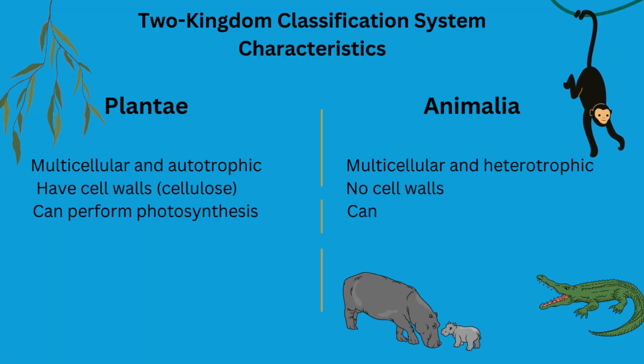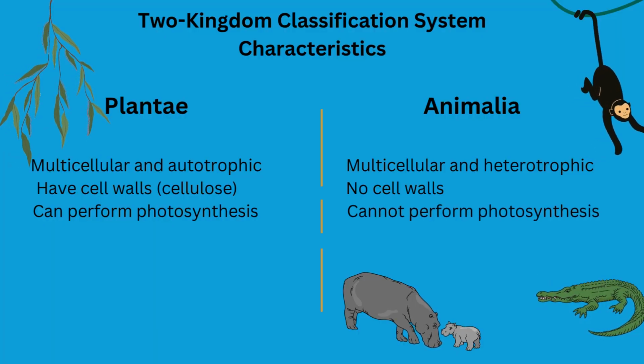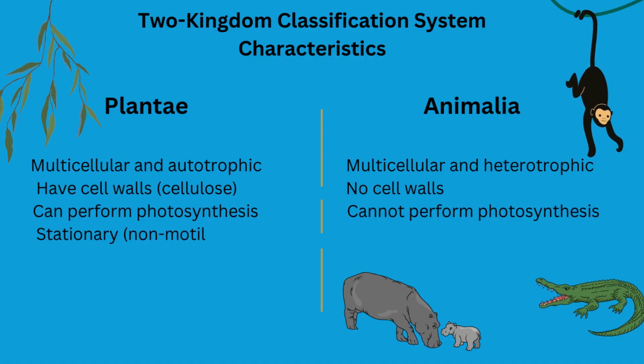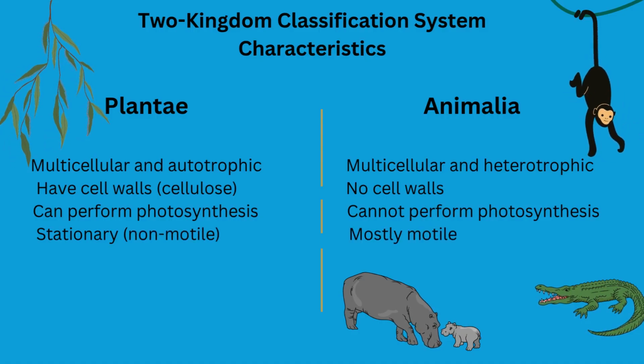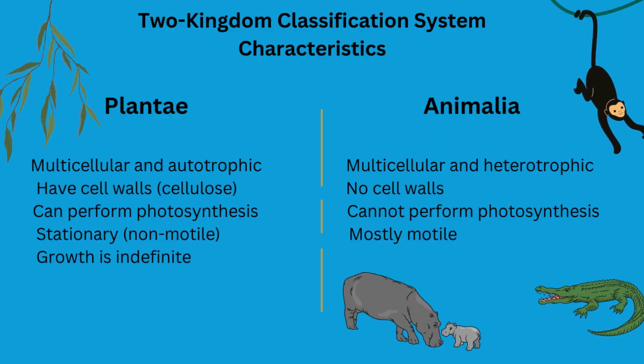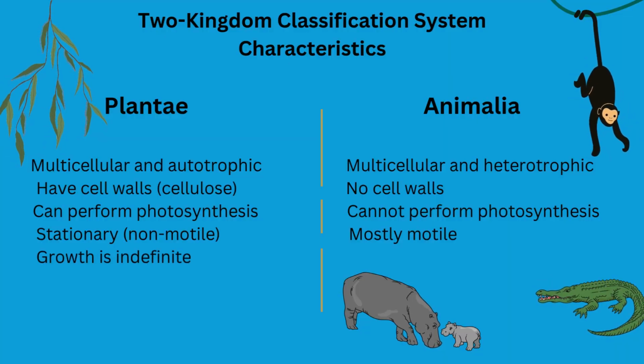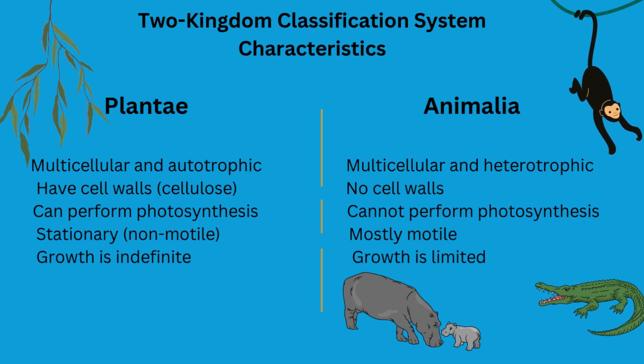Now, if we see the characteristics of Animalia, they are also multicellular but are heterotrophic, having no cell wall and cannot perform photosynthesis. Mostly they are motile and growth is limited.